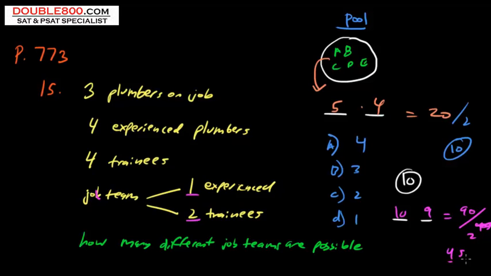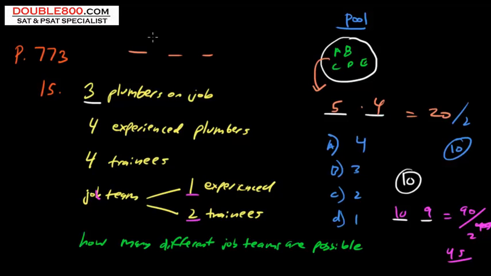All right, we're going to go ahead quickly. I know this is kind of a long lesson, and do this one. So we have 3 slots here because we have 3 plumbers on a job, 3 slots. 4 experienced, 4 trainees. Does it have any mention of position? No. So there, you always have to divide by 2.